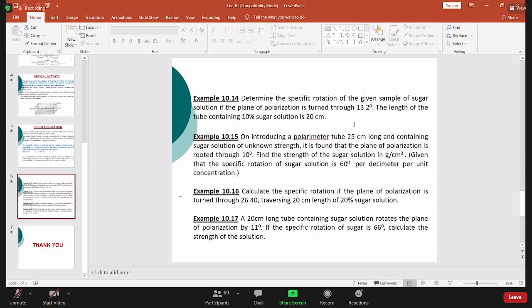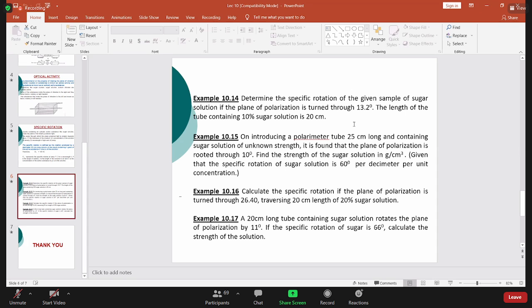0.0833 gram per cubic centimeter. Here the question is that a 20 centimeter long tube containing sugar solution, that is L equal to 20 centimeter.